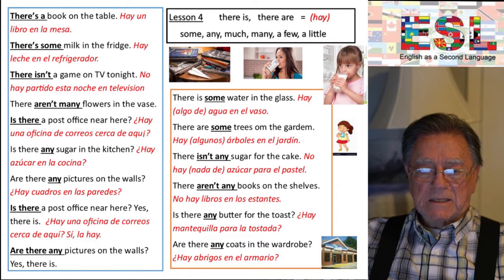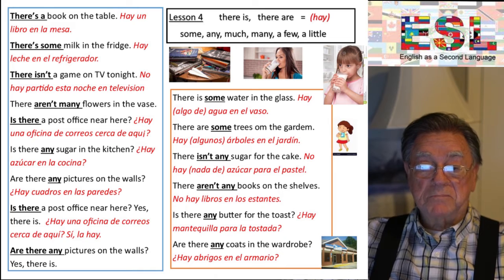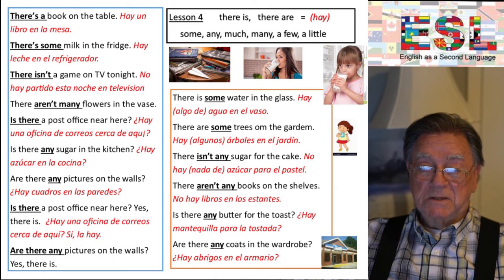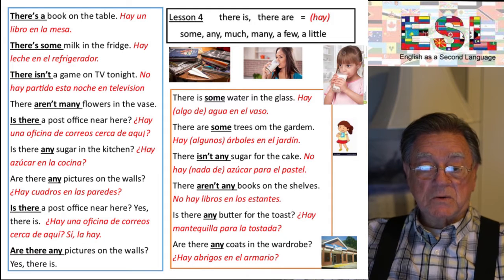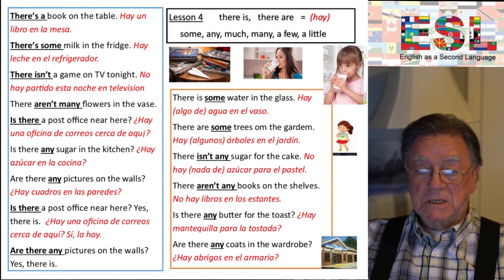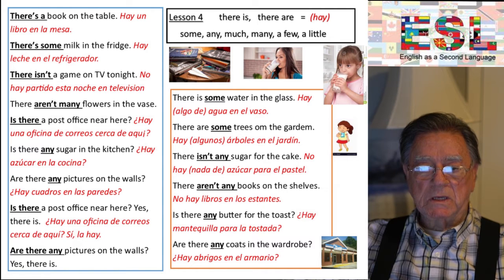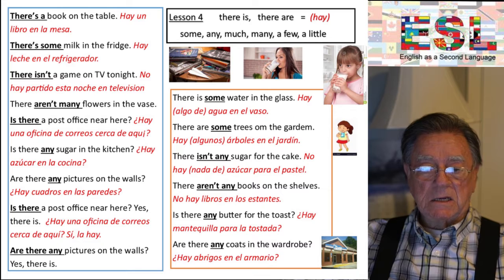way to say there is, there are, there's some, there any, there much, there many, a few, a little. Okay, there's some milk in the fridge. And then hay leche en la refrigeradora. Refrigerador. Yep. There's some milk. Hay leche en el refrigerador.